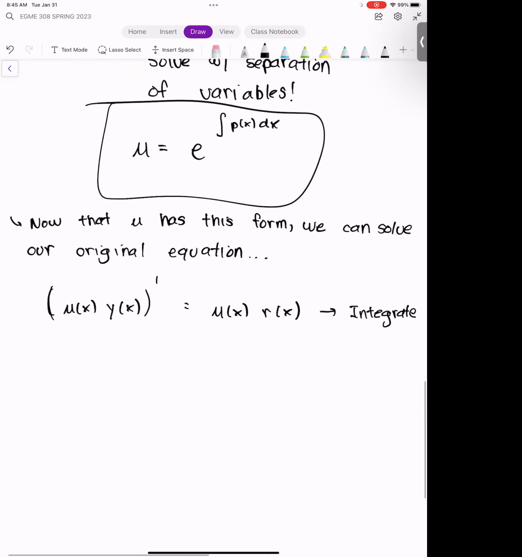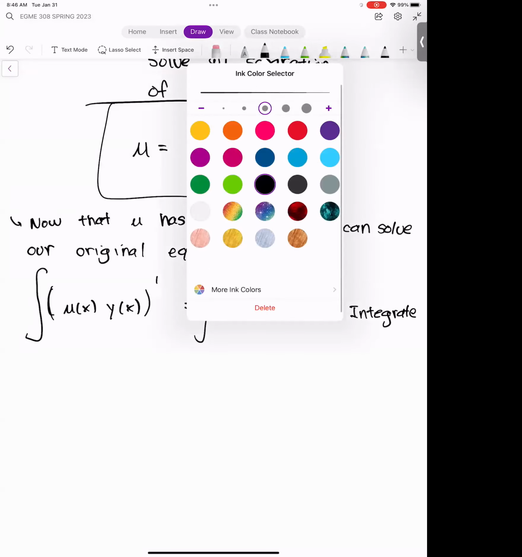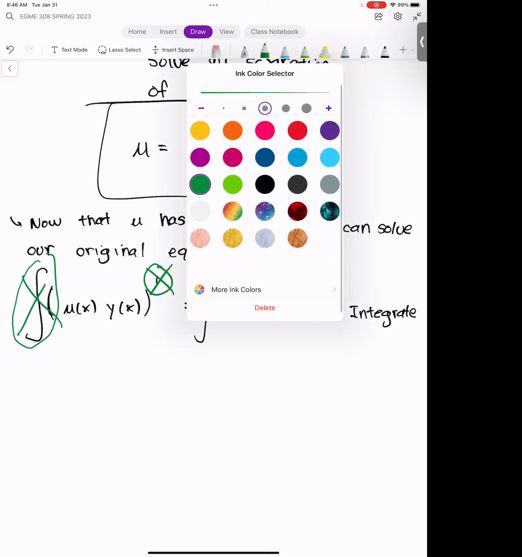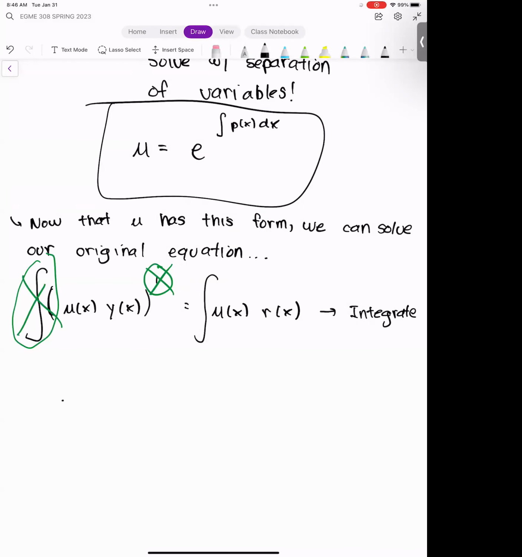And so we integrate this equation. We're going to integrate the left-hand side. We're going to integrate the right-hand side. Okay. And so here's where our perfect differential form comes in handy, because now this perfect differential and this integral, these are reciprocal operations. So they're just simply going to cancel out. And so on the left-hand side, all we're left with is mu of x, y of x.